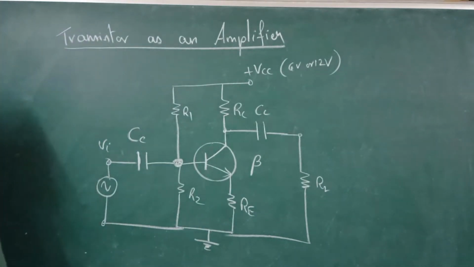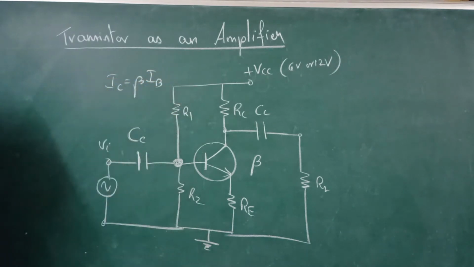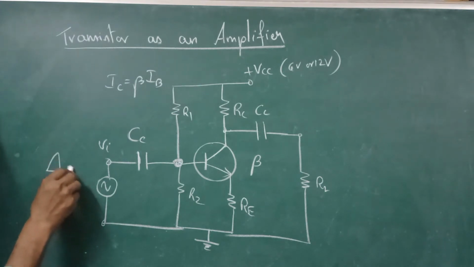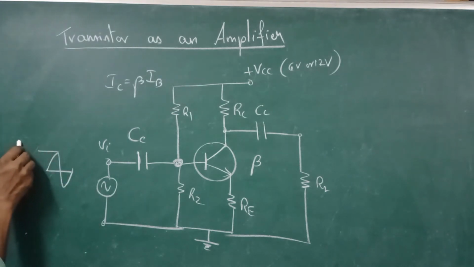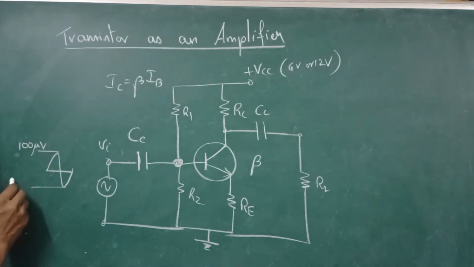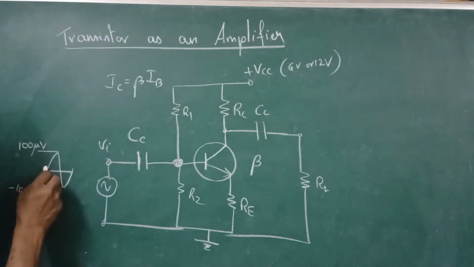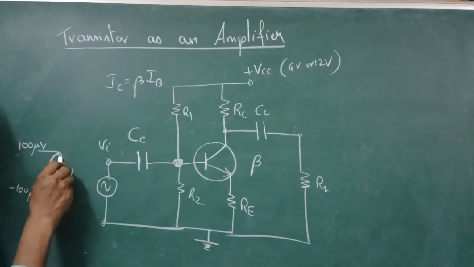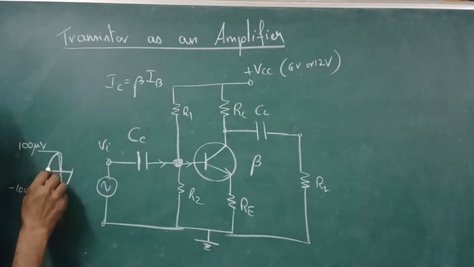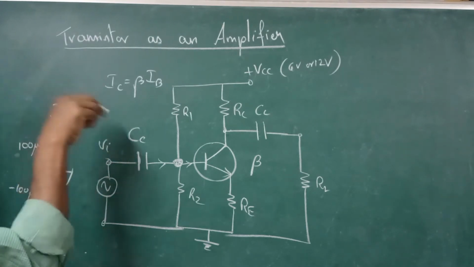Now what happens is, you all know that IC is equal to beta times IB. Here we give a very weak signal, in the order of millivolts. Say assume this is 100 microvolt, here 100 microvolt, minus 100 microvolt. So when the signal goes positive, the base current increases. So during the positive half cycle, base current increases. Therefore, what will happen?